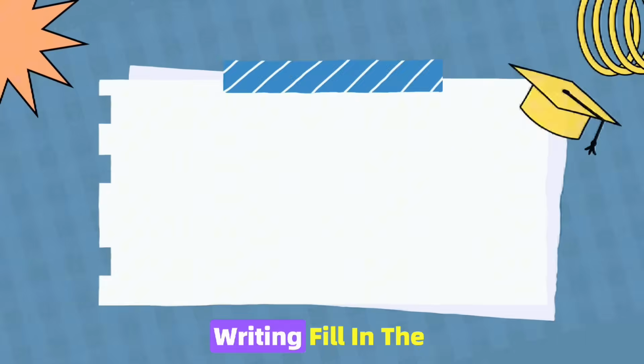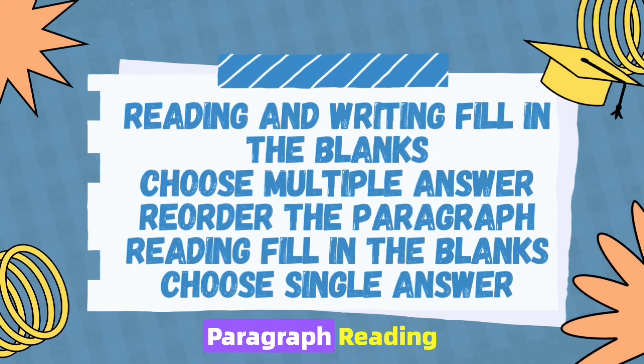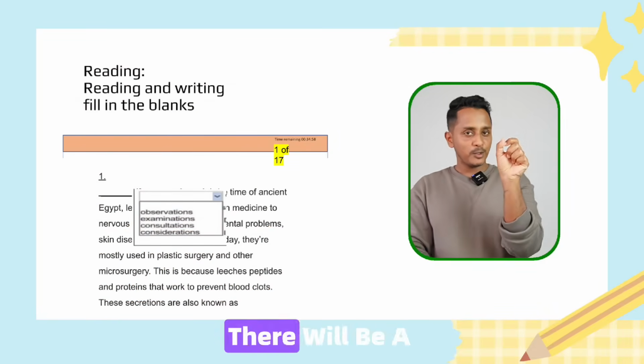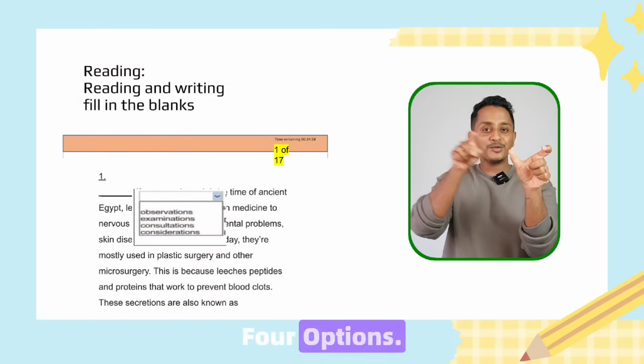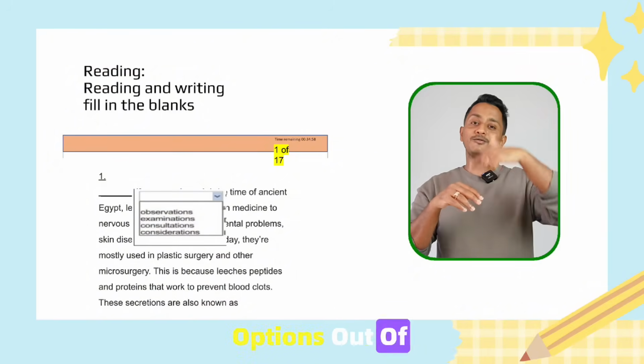One is reading, writing, fill in the blanks. After that comes choose multiple answer, reorder the paragraph, reading, fill in the blanks and choose single answer. This is how reading, writing, fill in the blanks looks like. There will be a paragraph, there will be a blank, and each blank will have 4 options. You click on that, it just drops down the list with 4 options, out of which 1 is correct.